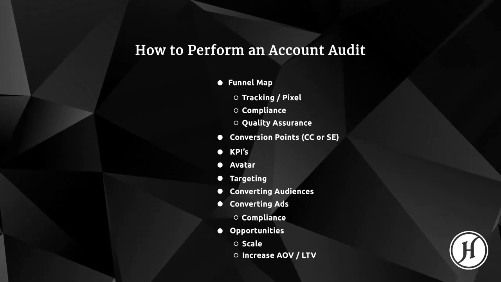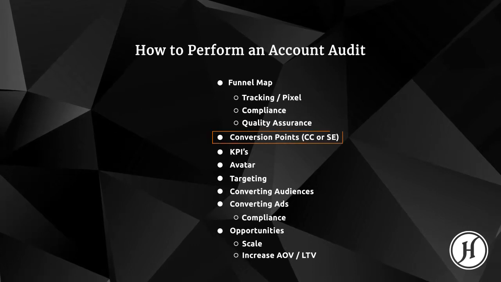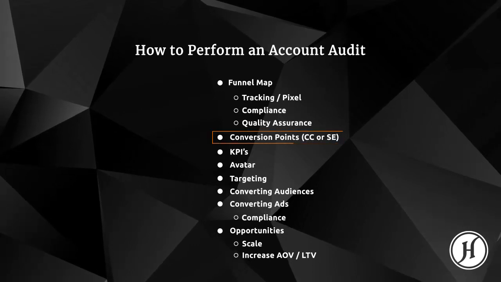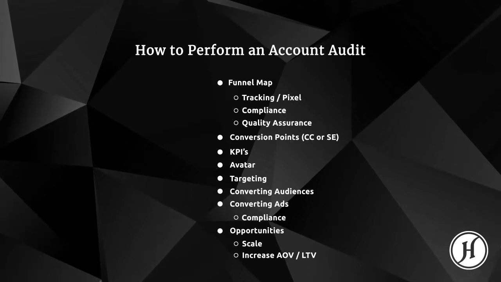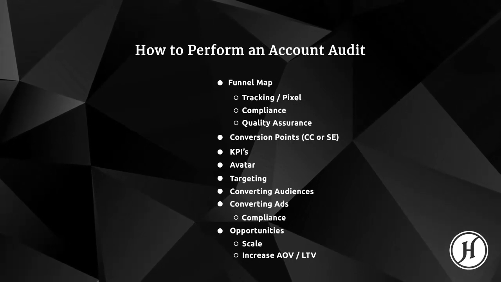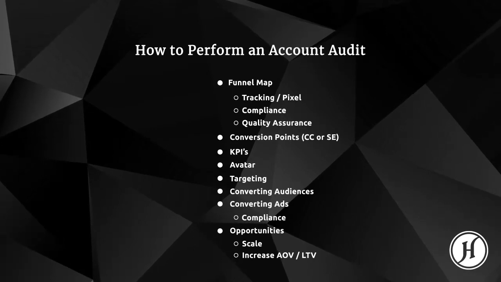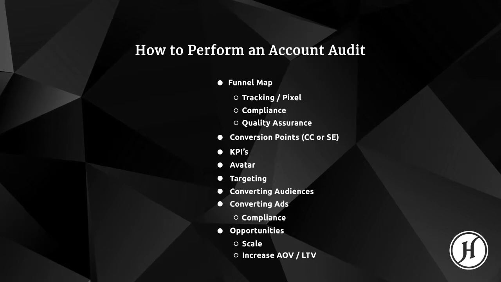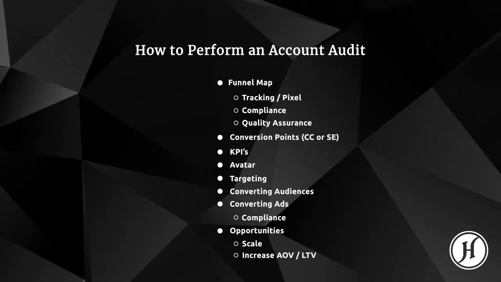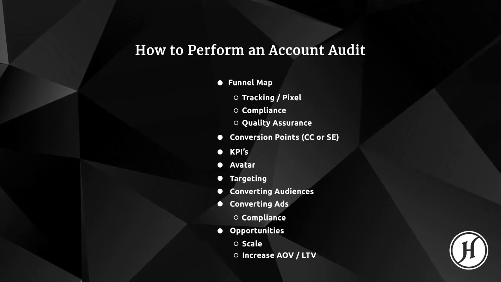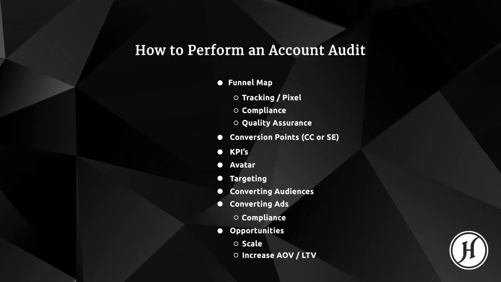The second thing, which goes hand in hand with the funnel map, is you want to know the conversion points. Are we using custom conversions or standard events? What's the naming convention of these conversion events? Are they set up properly? Is the URL set up correctly? Is the standard event set up correctly? Is the standard event firing correctly? You can look at that by viewing the pixel code or the page code. If you look up the Facebook event code, it'll say the event name under the standard events if you look at the actual page code.